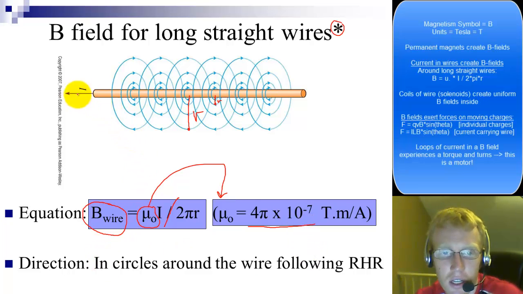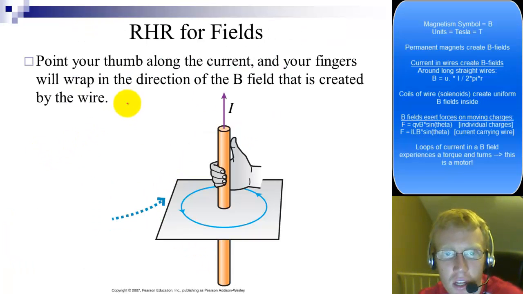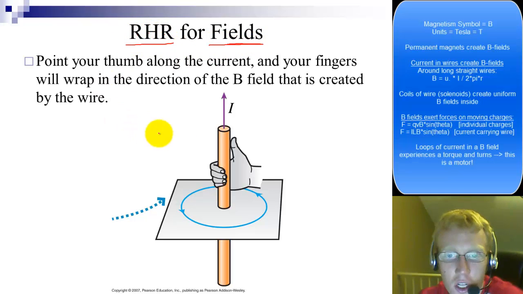So let's zoom in on the direction and get a little more information about that. The way that you do this is called the right-hand rule. RHR stands for right-hand rule. To find the magnetic field, point your thumb in the direction that the current is going.